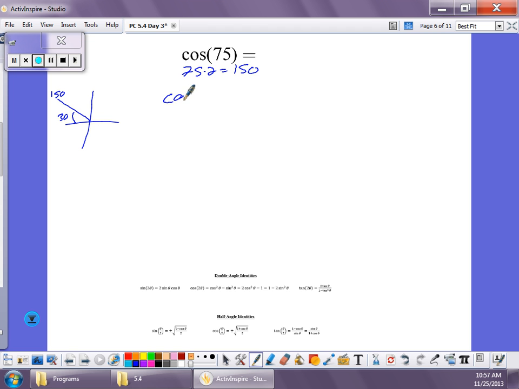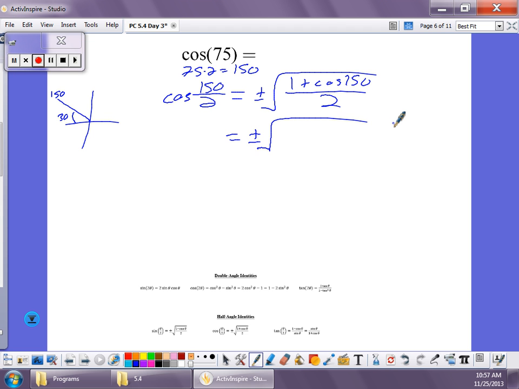So I can do the cosine of 150 over 2, and you just plug that into the formula. So here we have plus or minus the square root of 1 plus cosine 150 over 2. That's the only difference between the sine half angle and the cosine half angle formula. So now we just solve. Cosine 150 is in the second quadrant, so it's going to be negative. So I end up with 1 minus root 3 over 2, over 2.